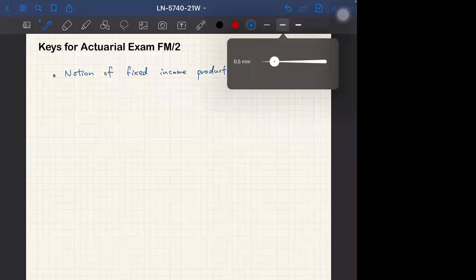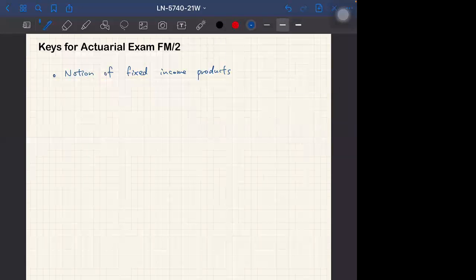So that is the notion of fixed income products. And the next one is the notation of fixed income products. Fixed income products have so many notations, and in actuarial mathematics, the notations of the fixed income products are also important. Sometimes I feel that the notation is a kind of entry barrier to actuarial science, so that actuaries protect themselves against other people. We have so many notations, so it's important to get used to it.